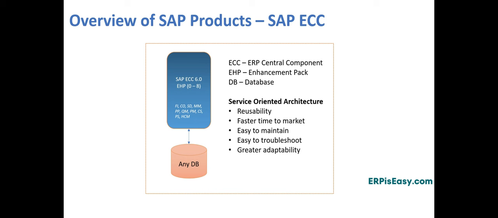NetWeaver technology underpins the SRM on-premise application. Enhancement Pack 4 is the most recent enhancement pack for SRM. It can run on a variety of databases, including Microsoft's SQL Server, Oracle, IBM's DB2, MaxDB, and SAP HANA's in-memory database. To achieve end-to-end procurement business process operations, SRM 7.0 is typically integrated with the MM module, which is known as Materials Management, in ECC or S/4HANA.